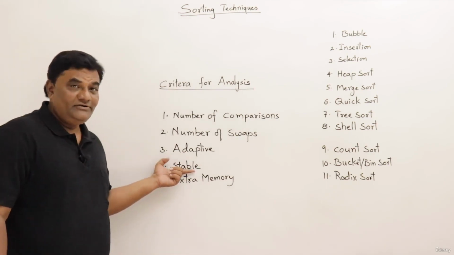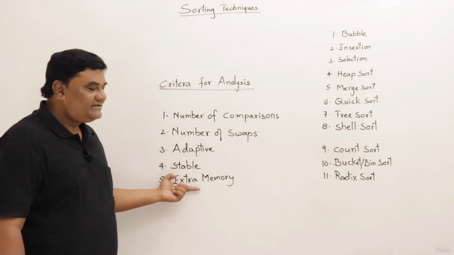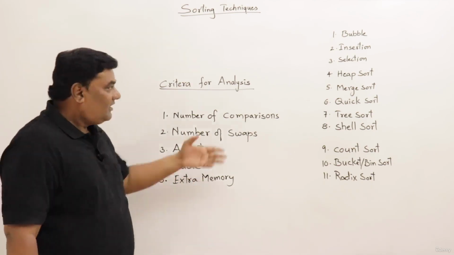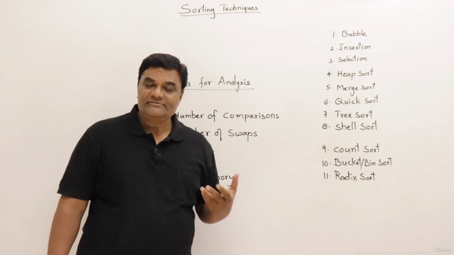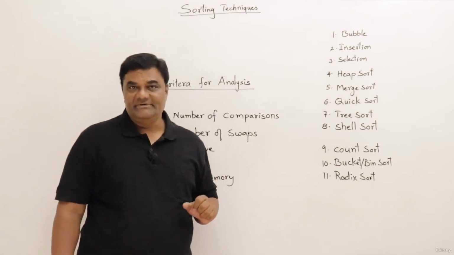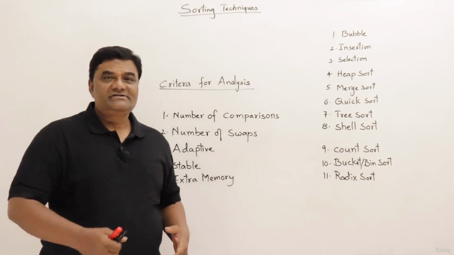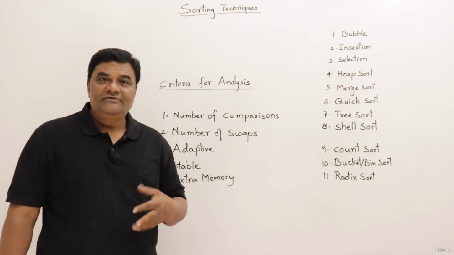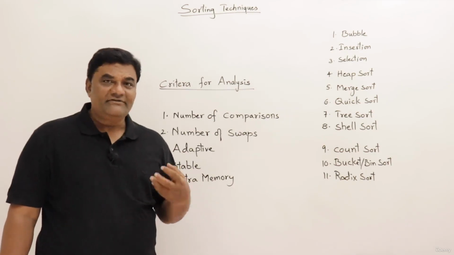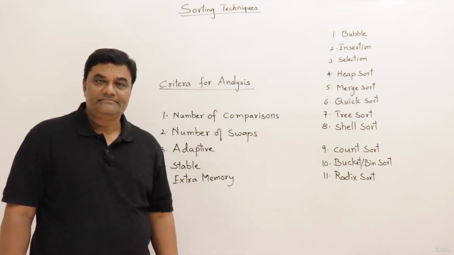Then this I have to explain you using an example. What does it mean by stable? So I will finish this. Extra memory. Out of these sorting algorithms, there are some sorting algorithms which require extra memory space for sorting the elements. Apart from the space consumed by the elements, they need extra spaces. So not all, few require that. So we will analyze for every algorithm whether it requires extra space or not.